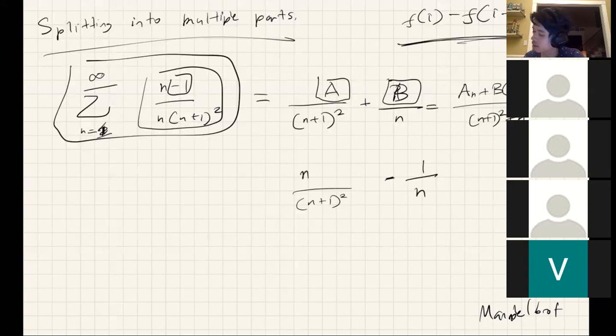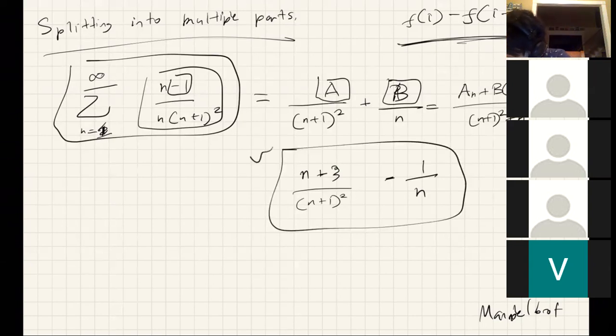n plus 3. It's going to come out to n plus 3. So that's that. Once you add these two fractions, the numerator of the fraction is going to magically become n minus 1. That's what I'm saying.